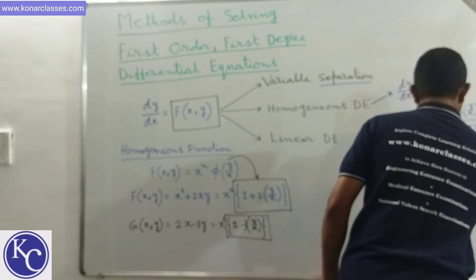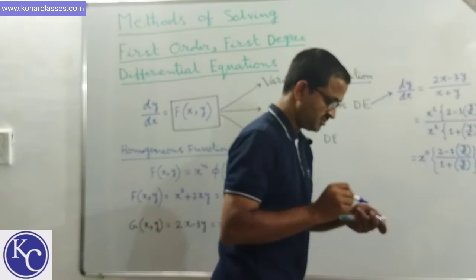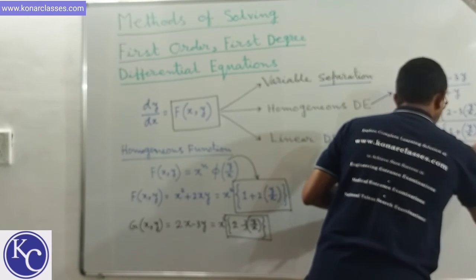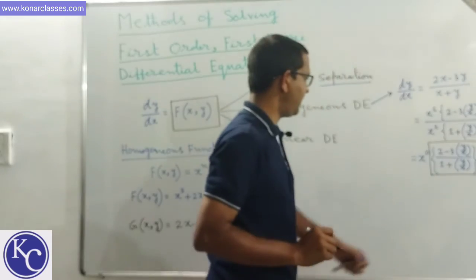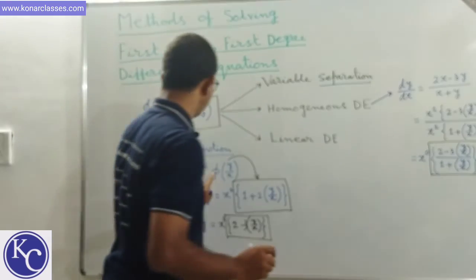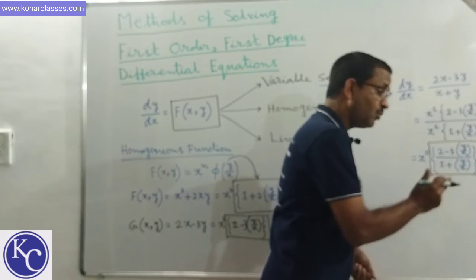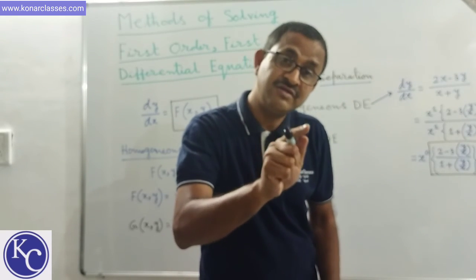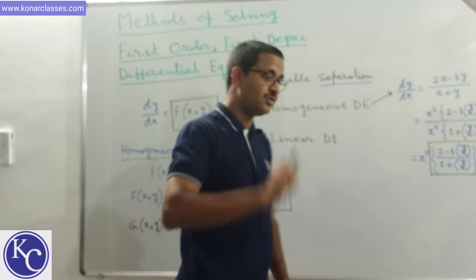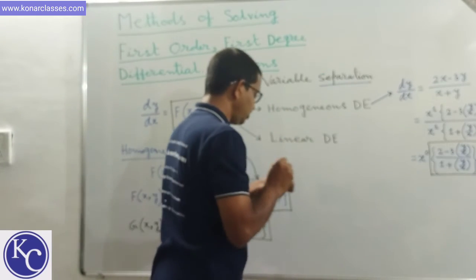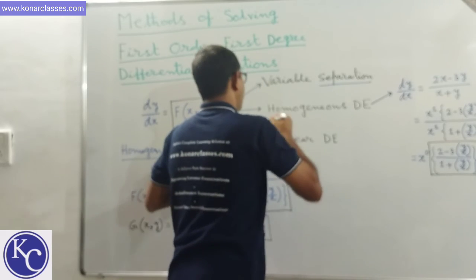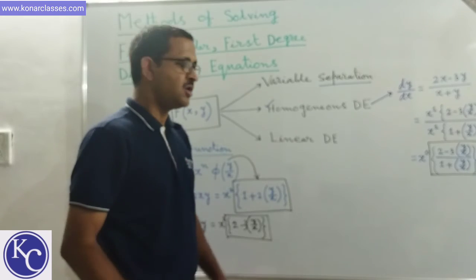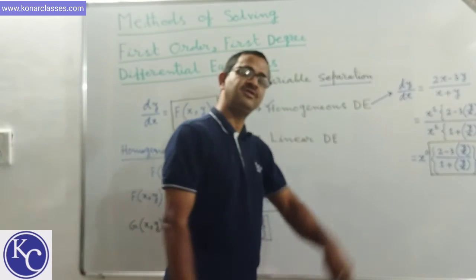As you see, dear students, whatever I have enclosed in the black color, phi(y by x), is a function of y by x which is multiplied with x to the power 0. So it is a homogeneous function of degree 0 in x and y, and this kind of equation can be solved using the homogeneous differential equation method. And what is that method? That we will learn in a separate session dedicated to how to solve homogeneous differential equations.